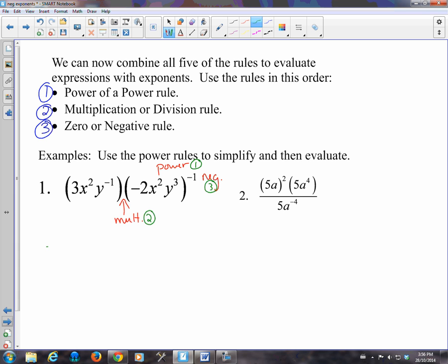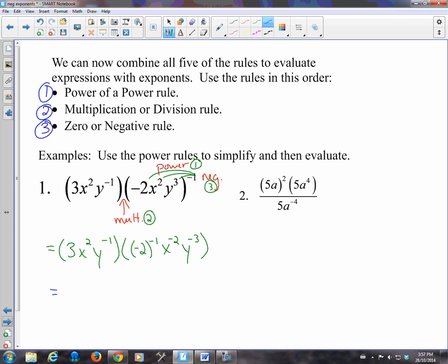So if I do the power rule first, the first bracket does not change because it's not a power to a power. The second bracket, though, all the exponents inside the bracket get multiplied by -1. So I have -2 to the -1. I have x to the negative 2, and I have y to the negative 3 when I multiply all my exponents. So I've done my power rule. Second rule should be my multiplication rule. So I'm going to multiply my two brackets together.